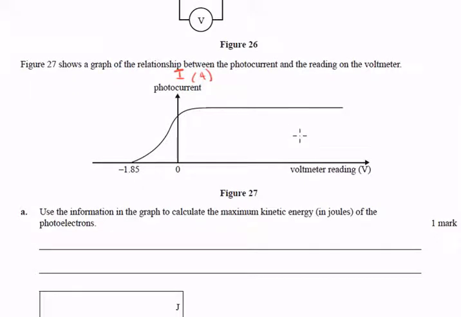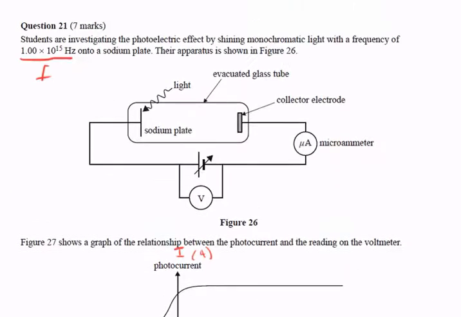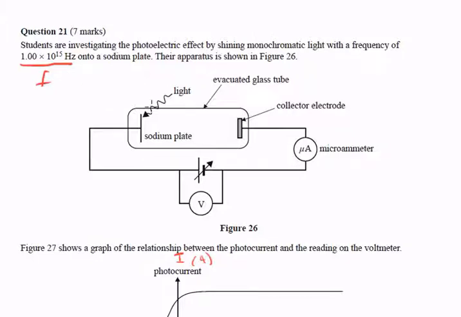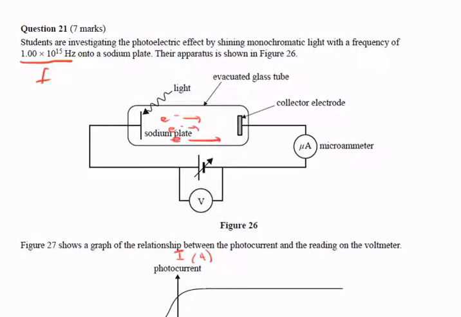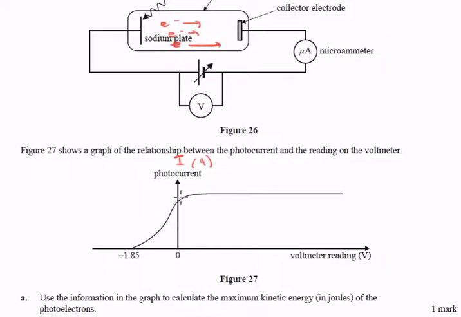Right, so when they turn their light on, this light here, the electrons start jumping. Some of them are at the bottom of the plate and they've got hardly any energy, and some of them are at the top of the plate like this one and they've got lots of energy. So we get this photocurrent. When we turn it on, we get this point up here.